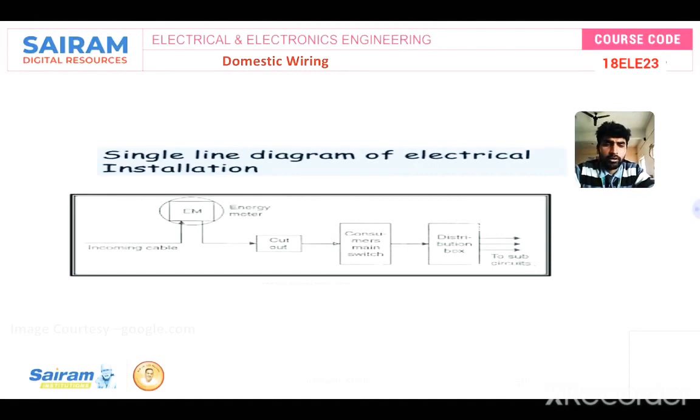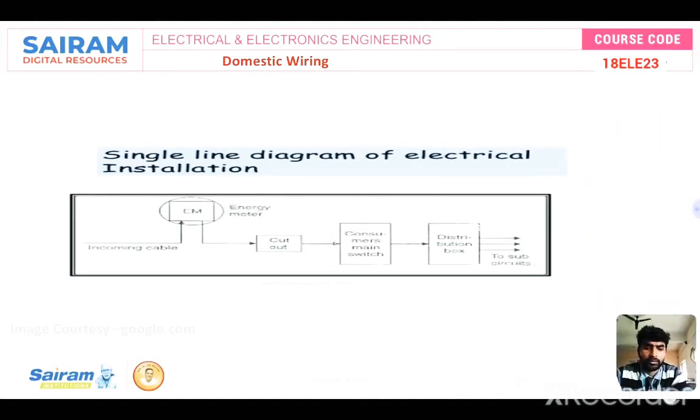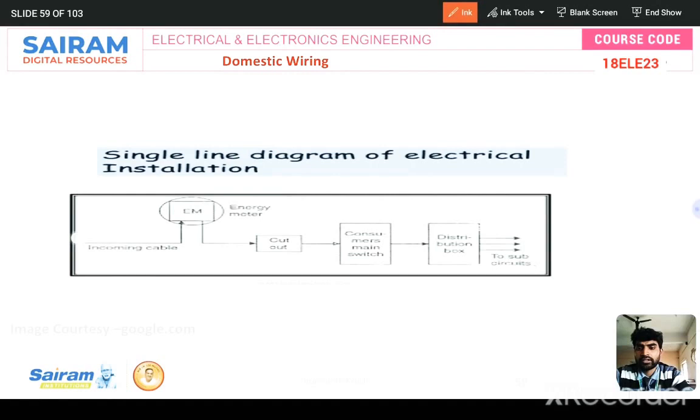This is the basic block diagram of an electrical power supply system from the pole till the sub-circuits. Here a cable is present, just to assume. Here, on the incoming cable, there is an energy meter. The energy meter measures how much energy we are consuming, I mean, how much power we are consuming.